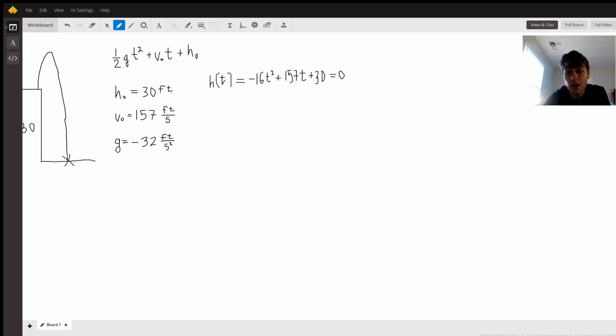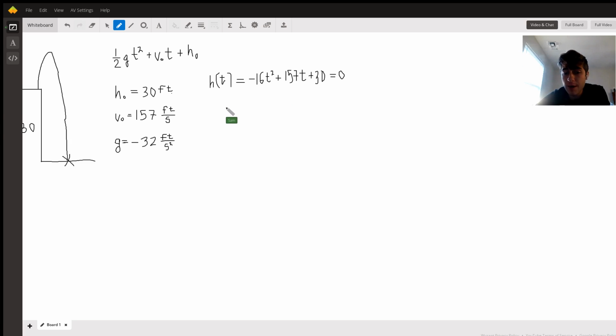Now, maybe we want to know if we can do it with factoring. So what we should do is multiply these two numbers together: negative 16 and 30, and see if that product can be broken up into two numbers that also add to 157, just like you learned in algebra class. So what is negative 16 times 30? Well, negative 16 times 3 is negative 48. So negative 16 times 30 is negative 480.